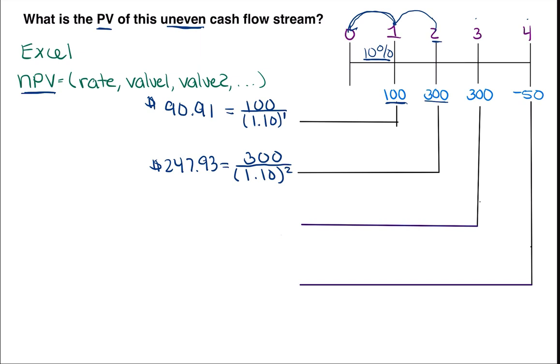Then again, for my next period, I have $300, and this is period 3. So again, I'm going to do 300 divided by 1 plus the rate, and my exponent will be how many compounding periods I'm coming back. So I'm starting at 3, and I'm going to go to 0. So 1, 2, 3. So my exponent is 3, and that's going to be equal to $225.39.